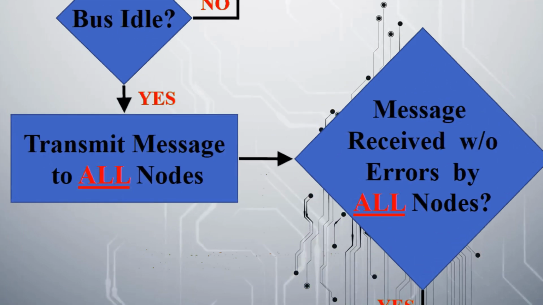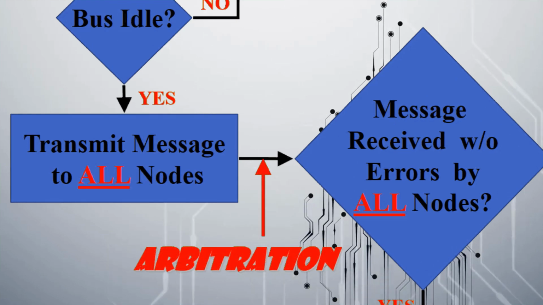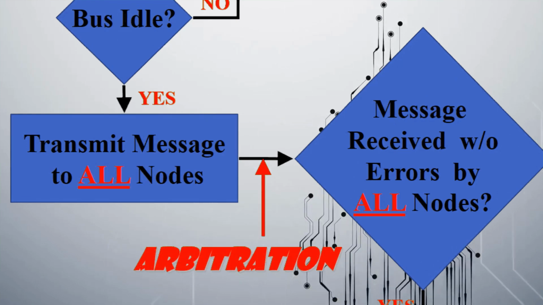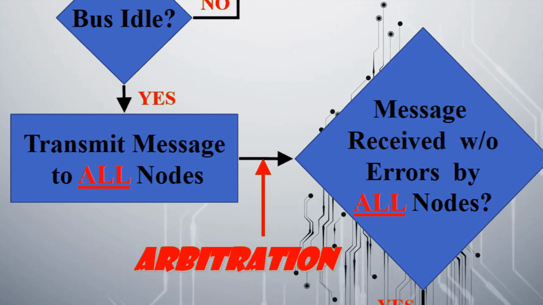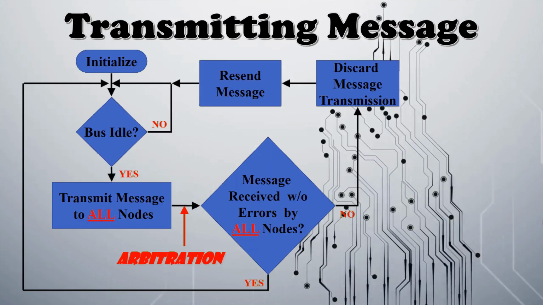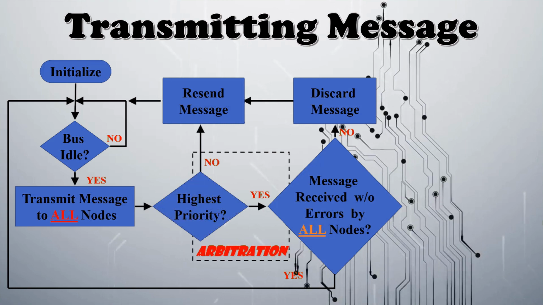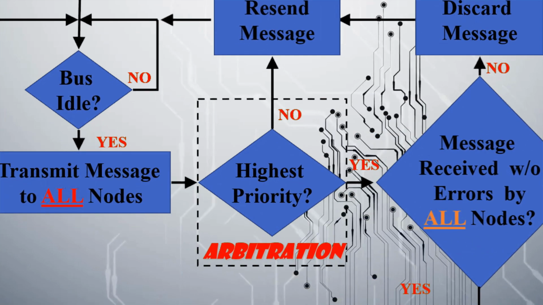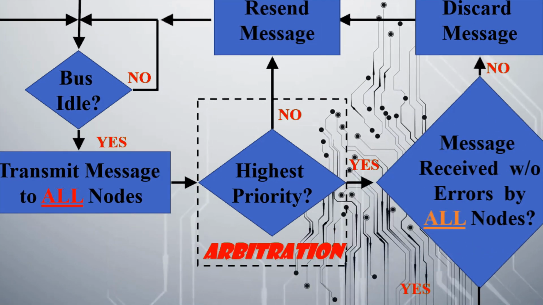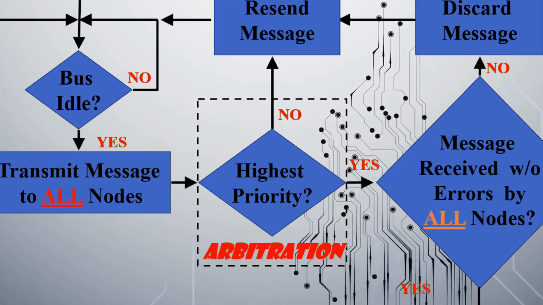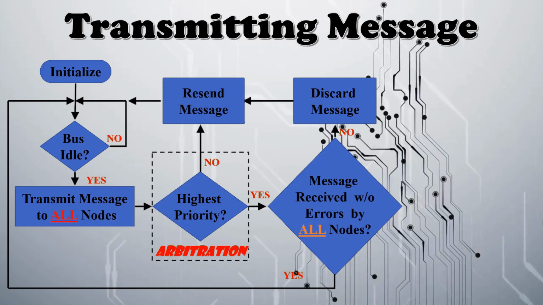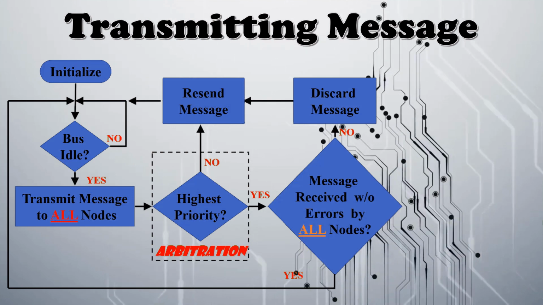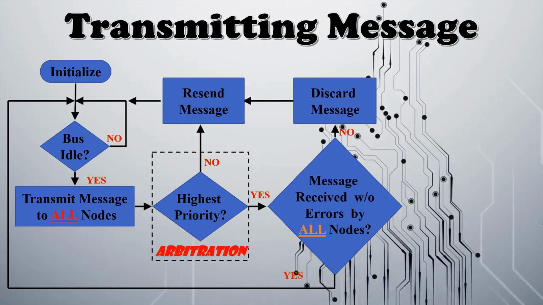Okay, wait, this is not that simple when multiple nodes transmit at the same time. That's why we have arbitration at this stage. We have done a separate video about arbitration. You can refer to it by the icon here. So the highest priority message will be transferred first in the arbitration. The lowest message ID has the highest priority.